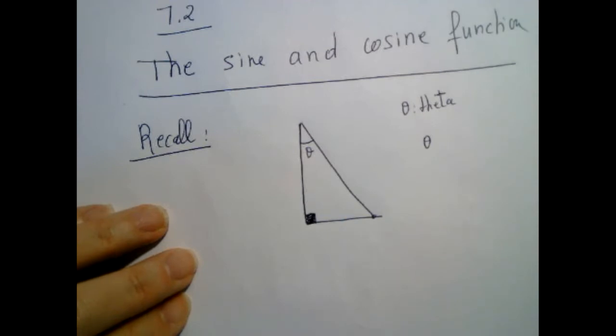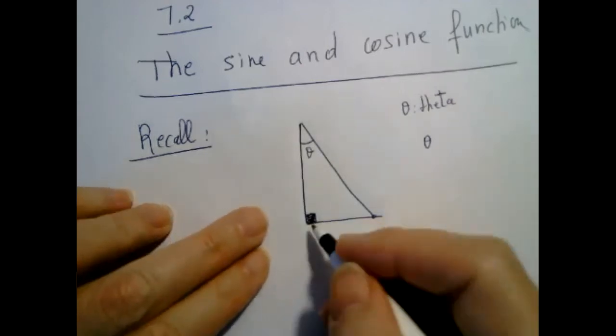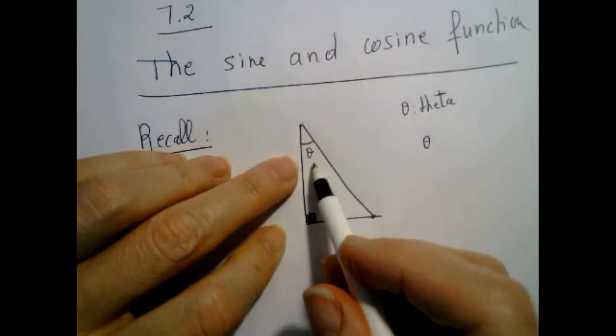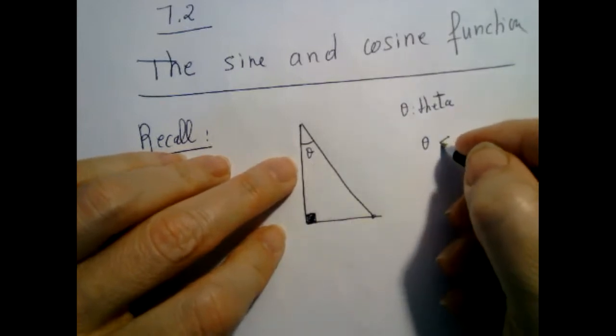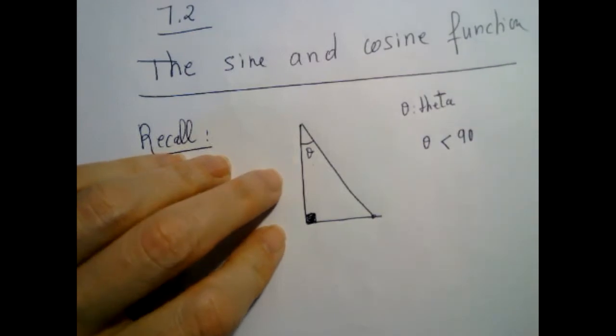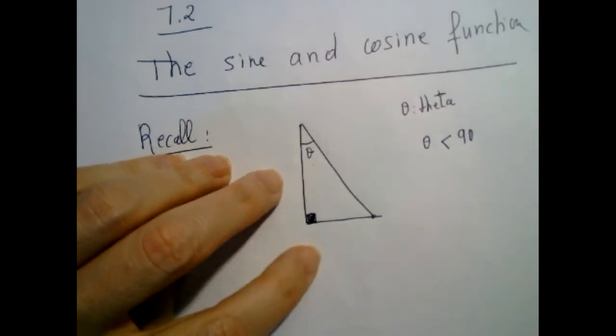What's the maximum value this angle can have? Not 45. Why? No, it cannot be 180. You are in a right triangle, so this angle theta should always be less than 90 degrees. It cannot be even 90. It can't be 90 because you are in a right triangle.